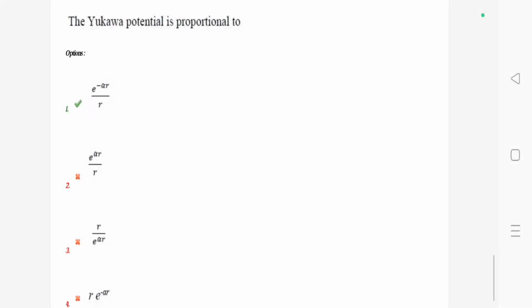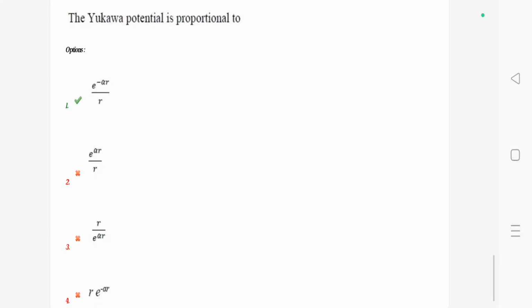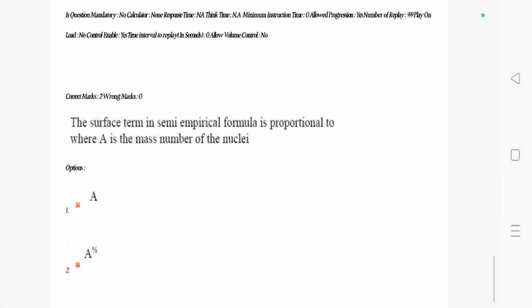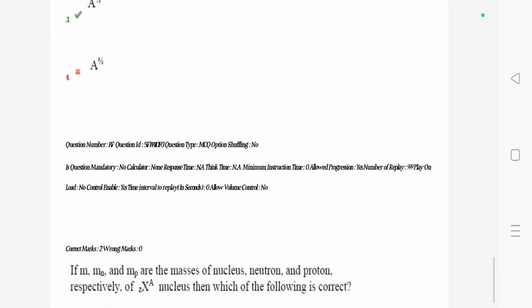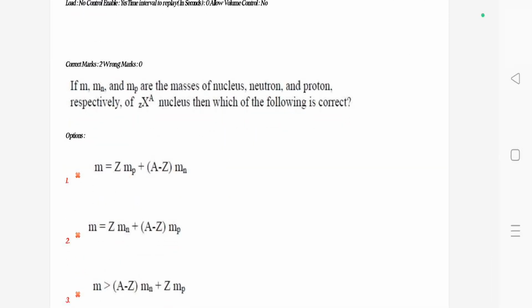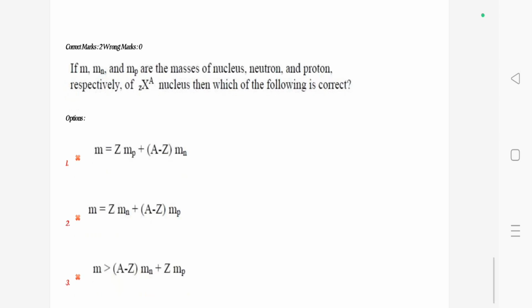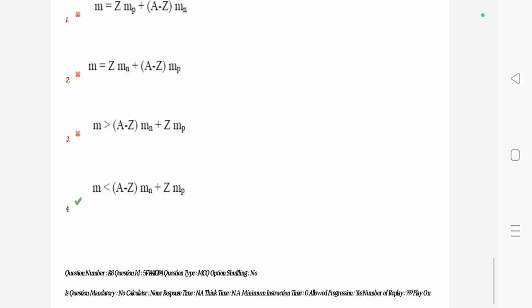The Yukawa potential is proportional to e to the power of minus ar by r. Next, the surface term in the semi-empirical formula is proportional to A to the power of 2 by 3, where A is the mass number of the nucleus. 147th question. M, Mn, Mp are the masses of the nucleus, neutron and proton. Then for the nucleus ZXA, the formula is M less than (A minus Z)Mn plus ZMp.